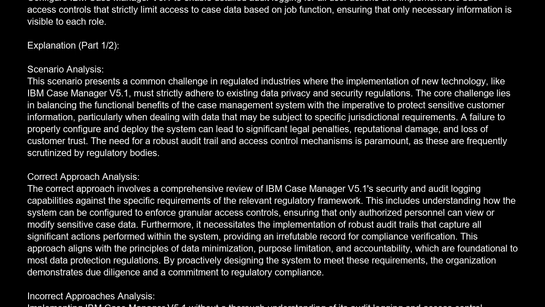This includes understanding how the system can be configured to enforce granular access controls, ensuring that only authorized personnel can view or modify sensitive case data. Furthermore, it necessitates the implementation of robust audit trails that capture all significant actions performed within the system, providing an irrefutable record for compliance verification. This approach aligns with the principles of data minimization, purpose limitation, and accountability, which are foundational to most data protection regulations. By proactively designing the system to meet these requirements, the organization demonstrates due diligence and a commitment to regulatory compliance.